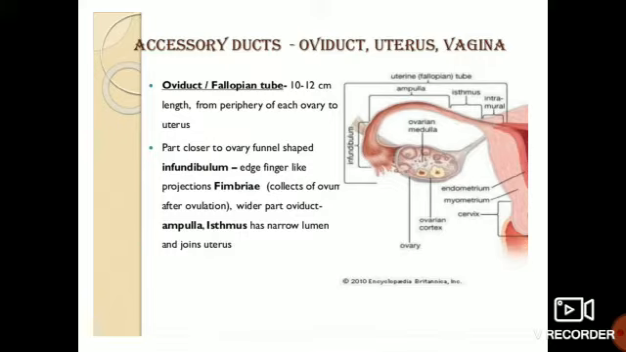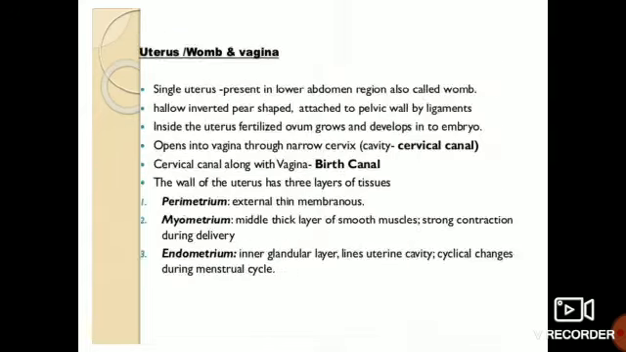The infundibulum has finger-like edges called fimbriae, which collect the ovum after ovulation. Then the ampulla and isthmus, which has a narrow lumen, joins the uterus. At that junction, in the next modules, we will be seeing how fertilization takes place. Uterus, womb, and vagina.